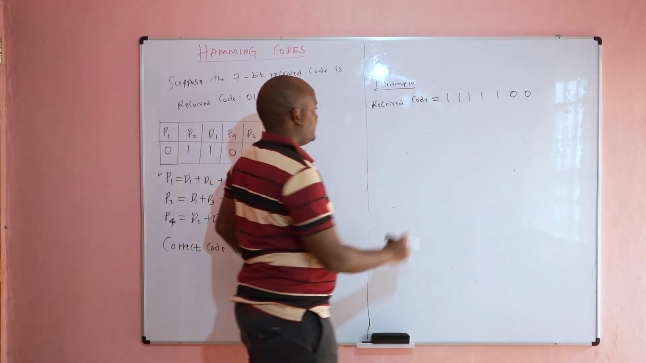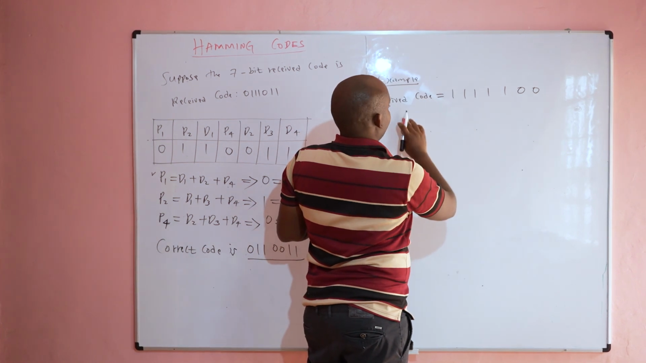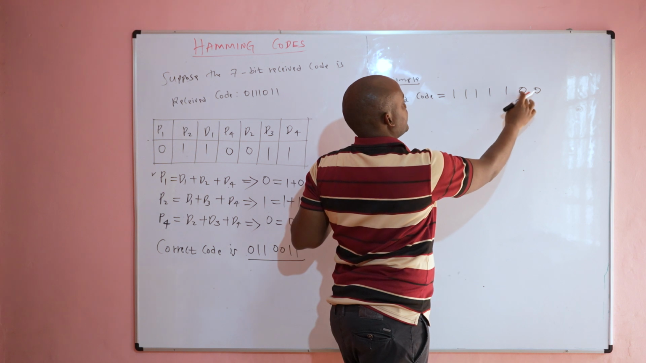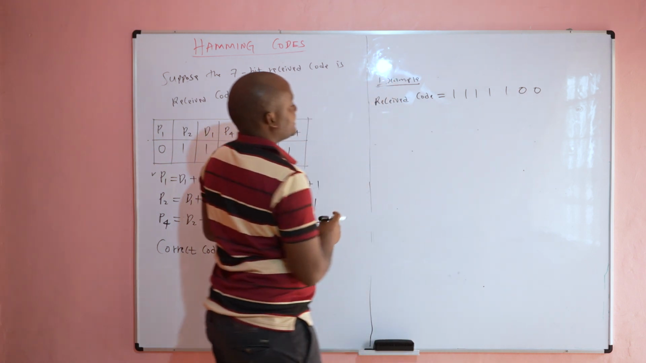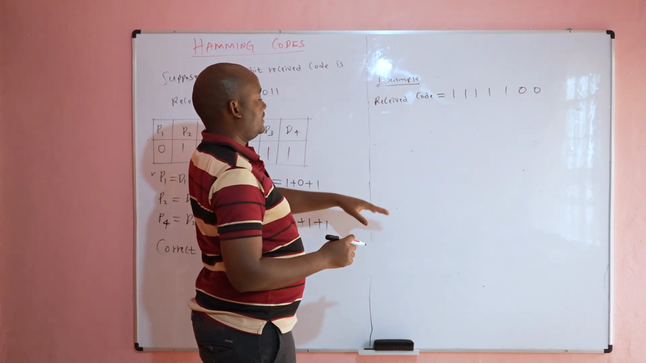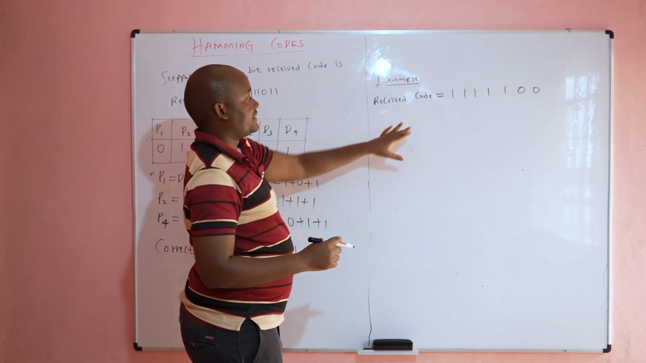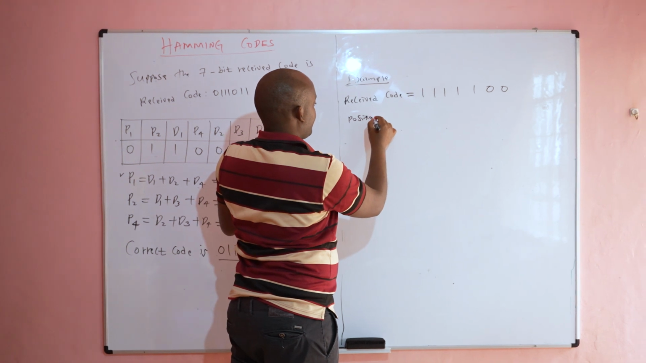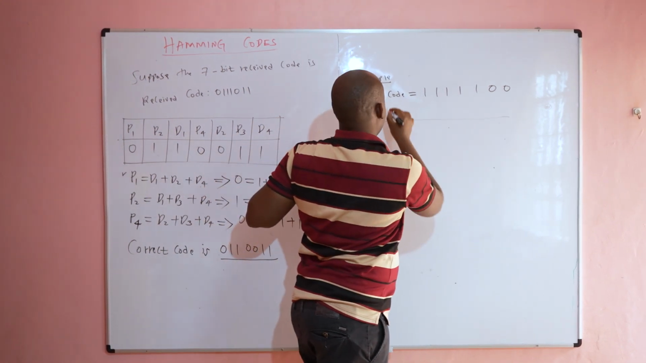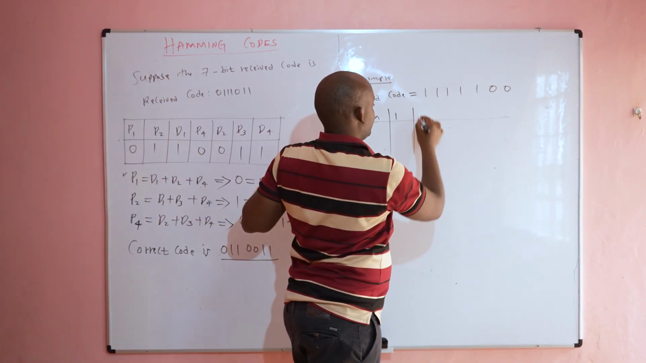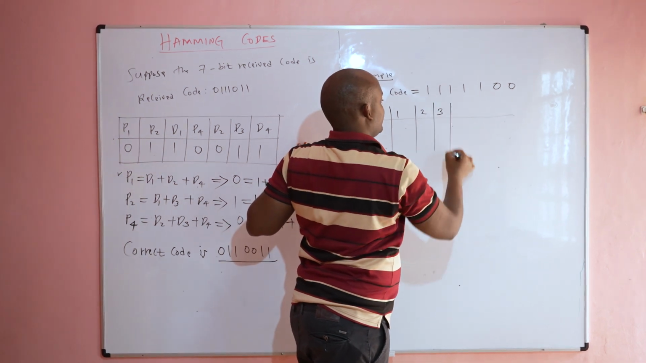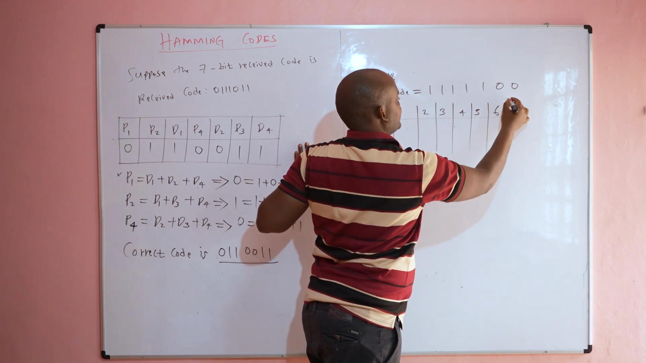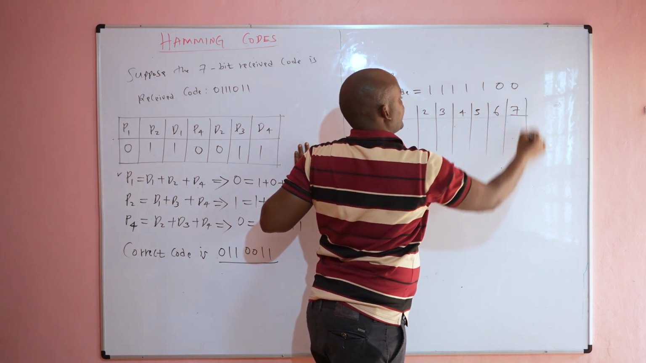For example, we received a code which is equals to 1 1 1 1 1 0 0. So once again you come up with a table. In this case I make the table detailed, whereby we have the position. The position is 1 2 3 4 5 6. Lastly we have 7.